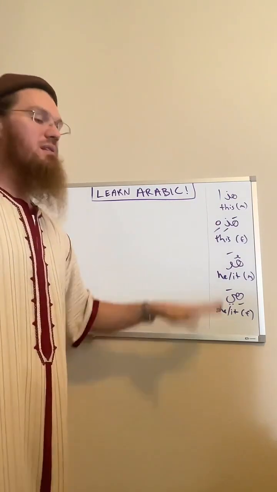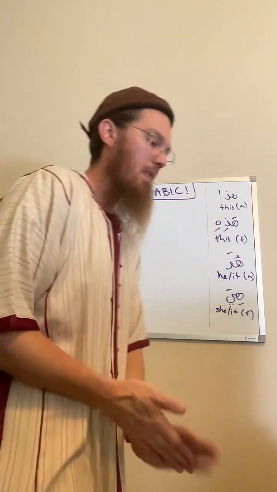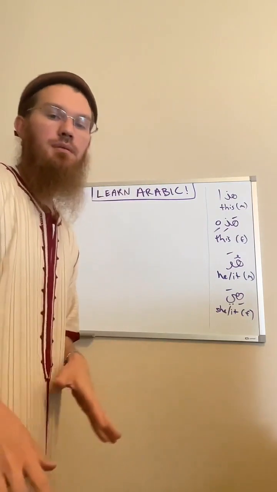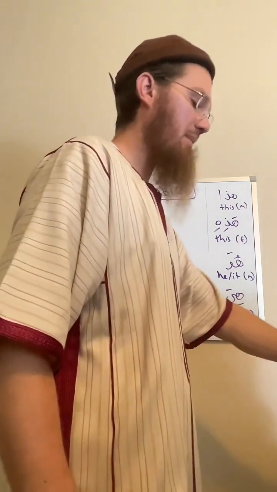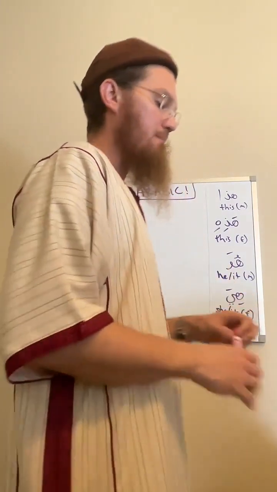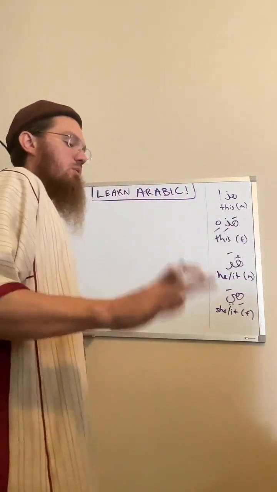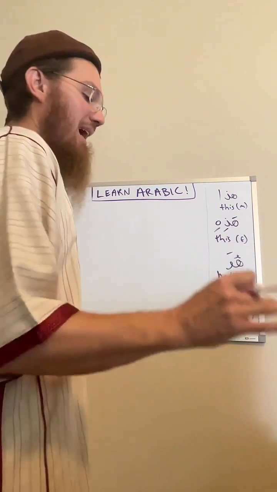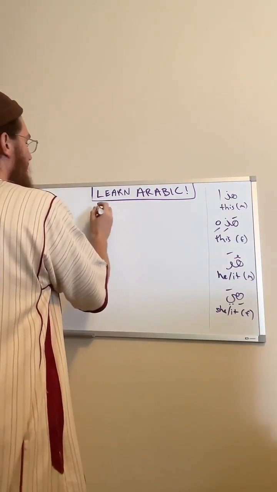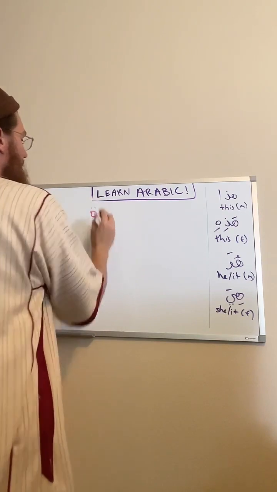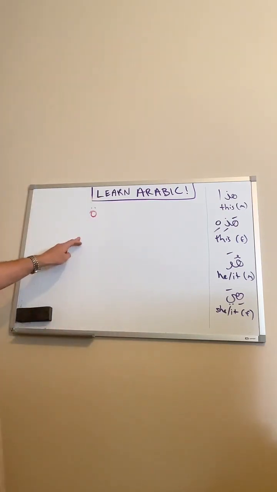These are unchangeable isms, right? They're not going to change. However, there are other isms that you can make feminine, and a basic general rule is that a sign that an ism is feminine is when you have the ending of ta marbuta. This is called the ta marbuta.